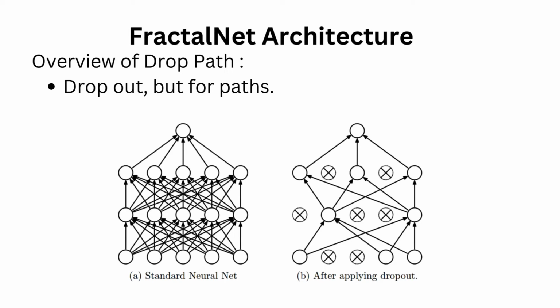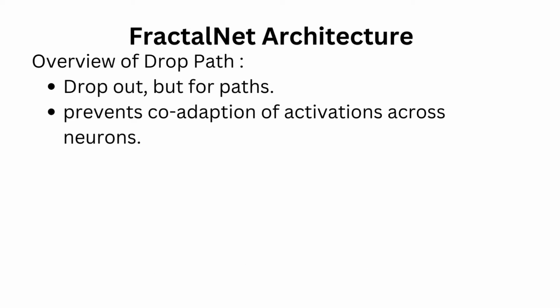There are 2 ways the author regularized this particular network. Dropout, which is simply dropping some of the neurons in the convolution block, and drop path, a new regularization scheme that the author created to increase the diversity of subpaths trained upon. Both drop path and dropout aim to prevent co-adaptation of activations across neurons, which in turn prevents overfitting.